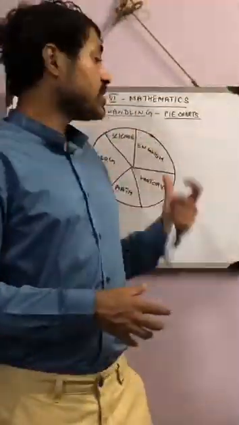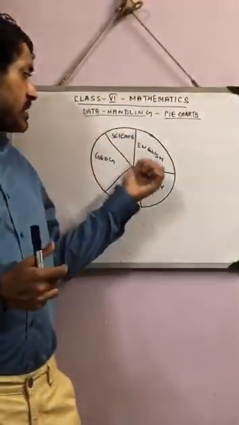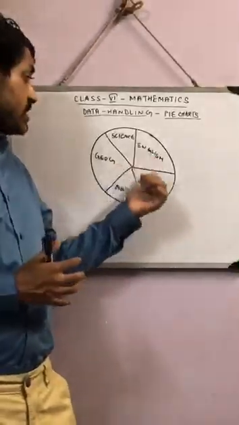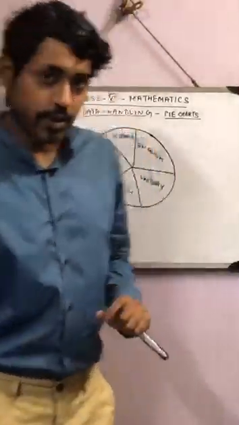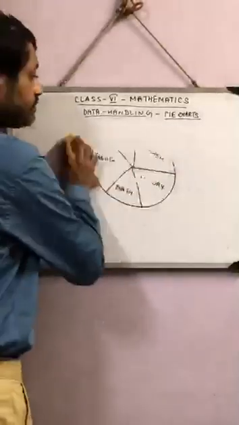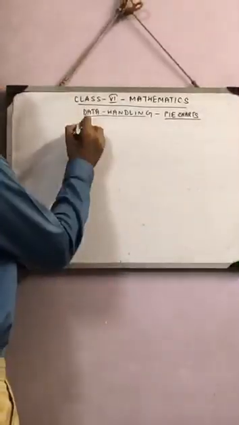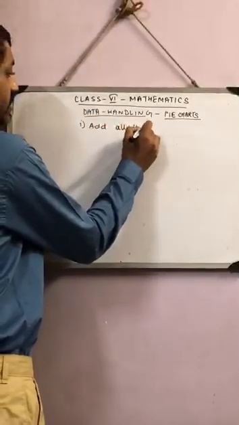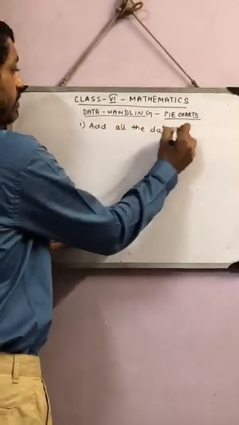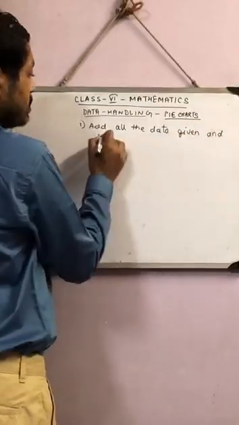Okay, now what shall we do now? We shall now try to find out what are the angles of each sector. That I'm going to show you how. Okay, come on, let us follow. The first step that we are going to do is we are going to add all the data given and hence obtain the total.